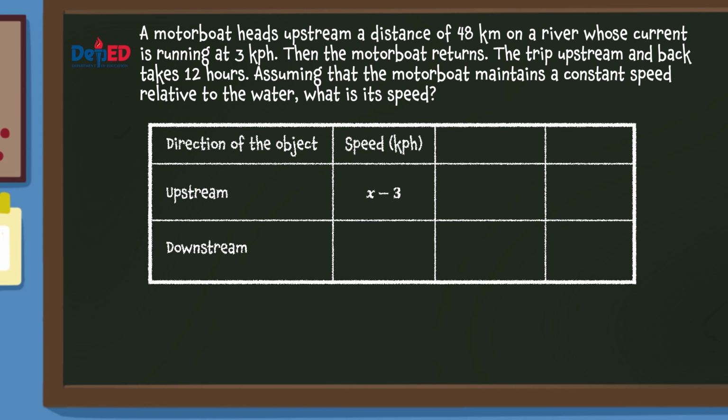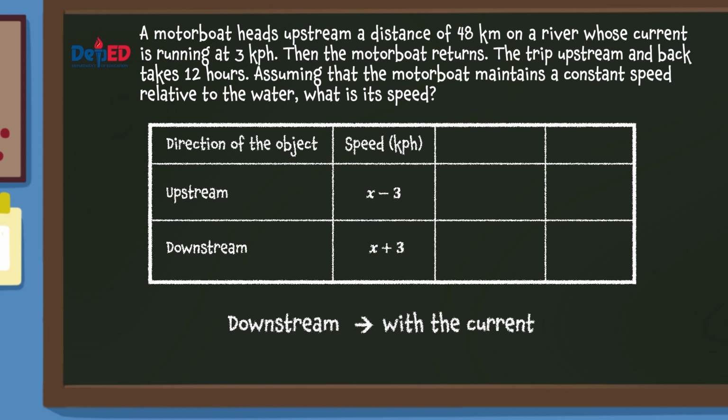Now, if the object moves downstream, it means it goes with the current, and hence, its speed when traveling downstream is equal to its speed in still water increased by the speed of the current. So, we may represent the speed of the motorboat in this direction as x plus 3.